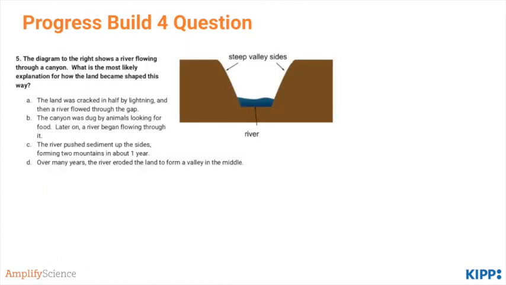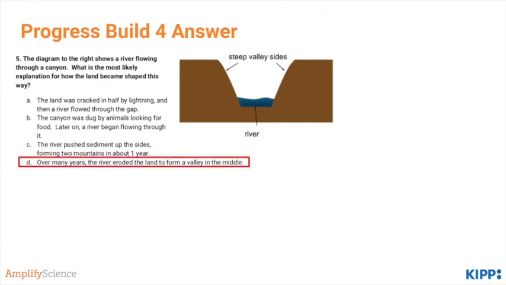Finally, here's a question that assesses Progress Build 4. Go ahead and read it over and complete it now. Pausing now. And you should have gotten D. The river eroded the land to form a valley in the middle.